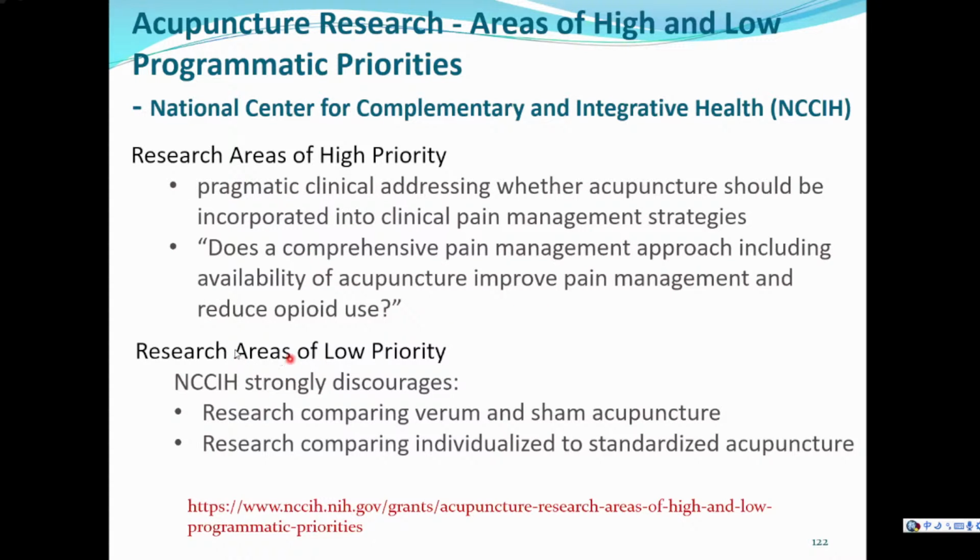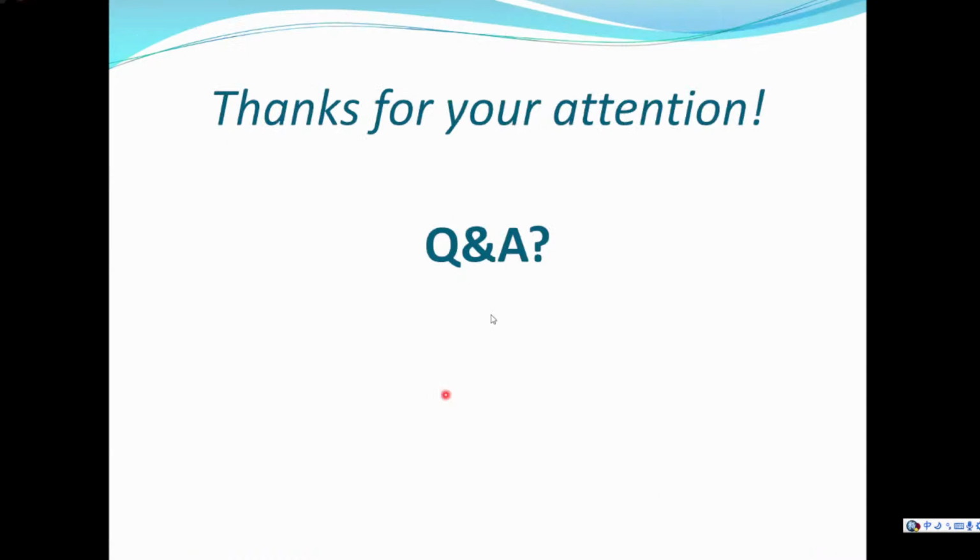The lower priority studies, which they don't want submitted, are those they strongly discourage: research comparing sham acupuncture to standard acupuncture. They said it is not necessary to submit this kind of study. So this is their more recently published funding position. Okay, thank you very much, and now I open for questions.